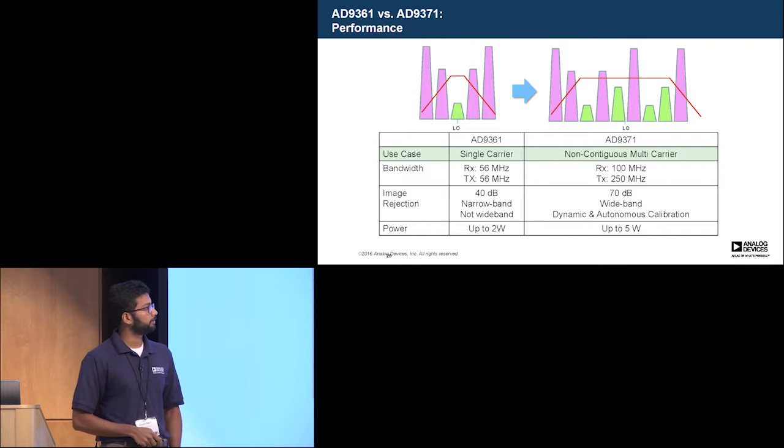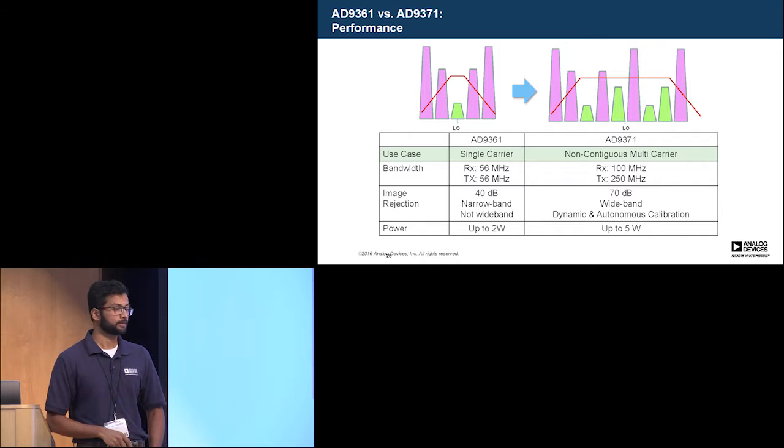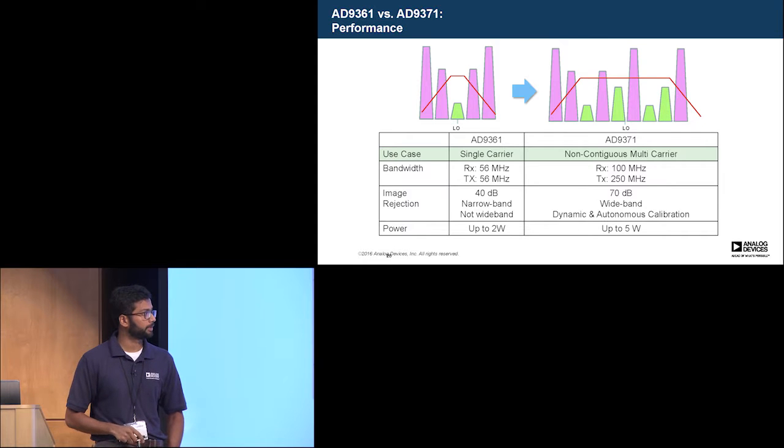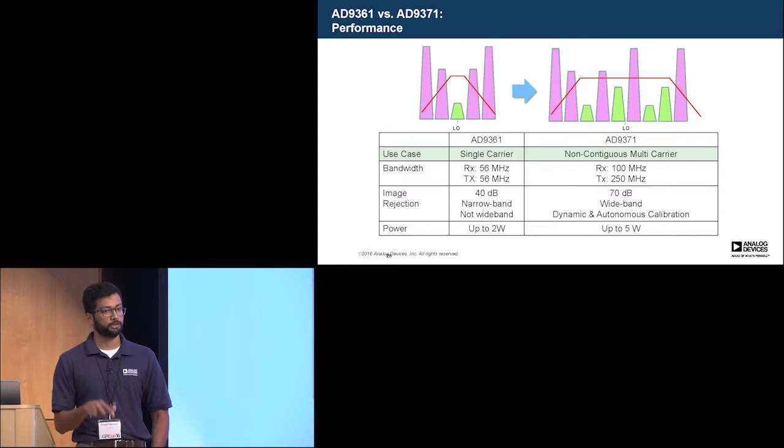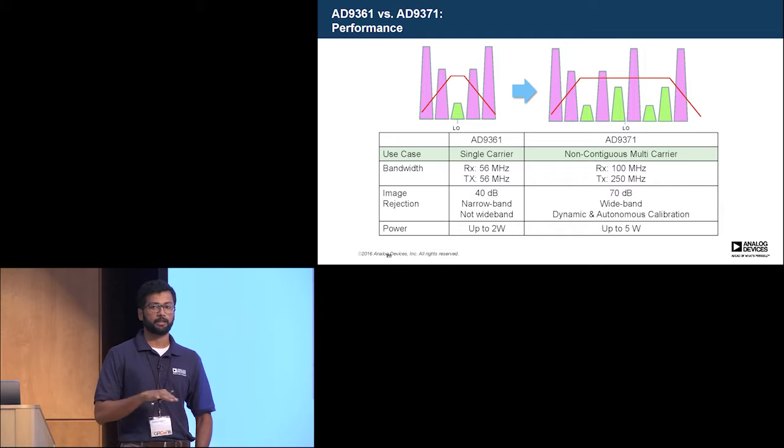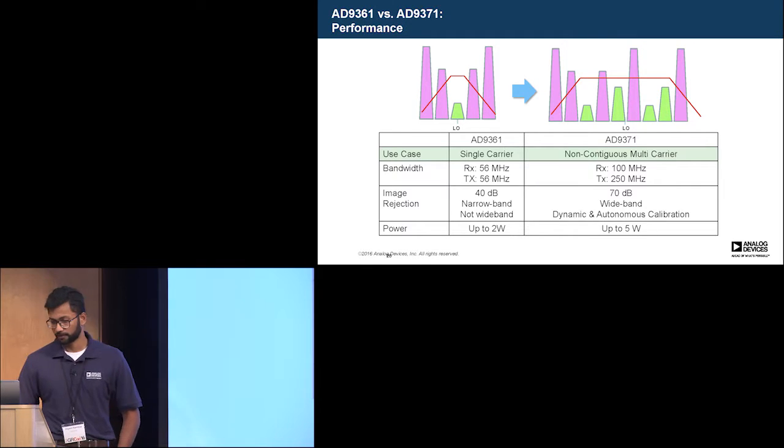Also, 70 dB of image rejection as compared to the 45 dB. And this runs calibrations continuously in the background so that you keep getting the great image rejection as you put signals in and out.